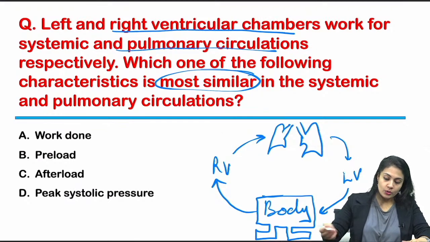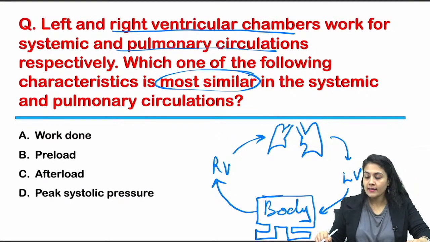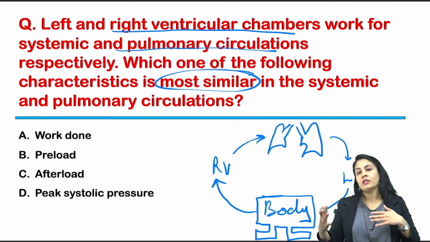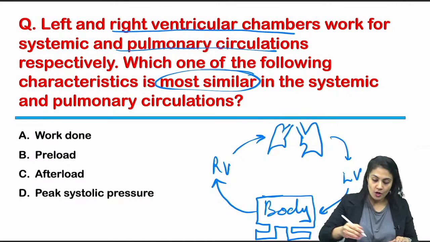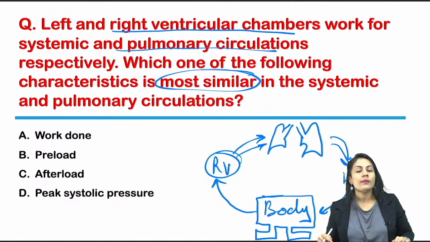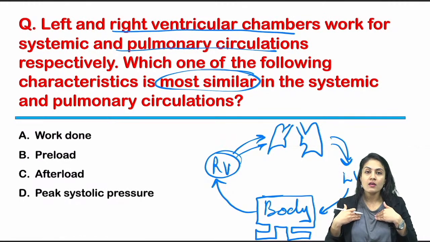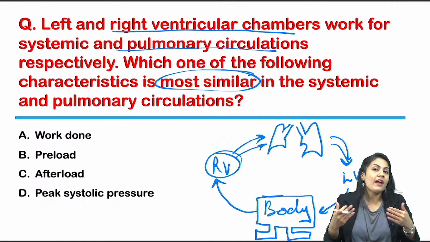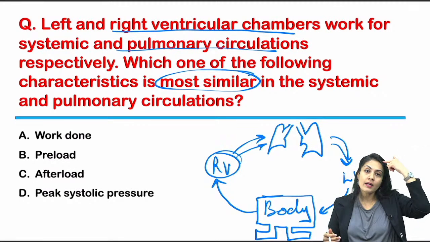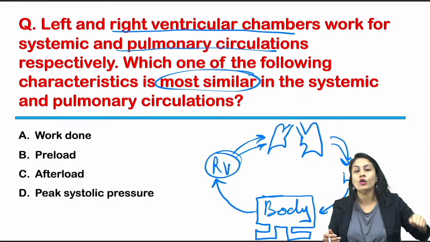All right, coming to the CVS. I'm getting the right answers over here. Please remember, about the work done, what happens in the systemic and pulmonary circulation. Pulmonary circulation means from the right ventricle to the lungs and back to the heart. The heart is very close to the lungs, so it doesn't have to put in that much effort. But in systemic circulation, the left ventricle has to push the blood from the tip of your head to the tip of your toe.